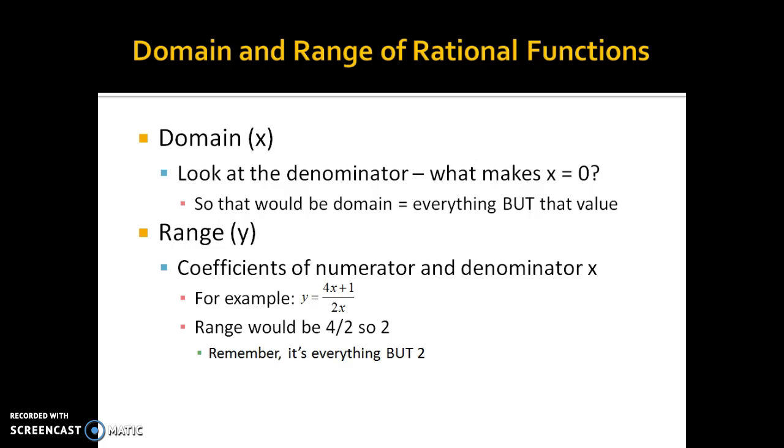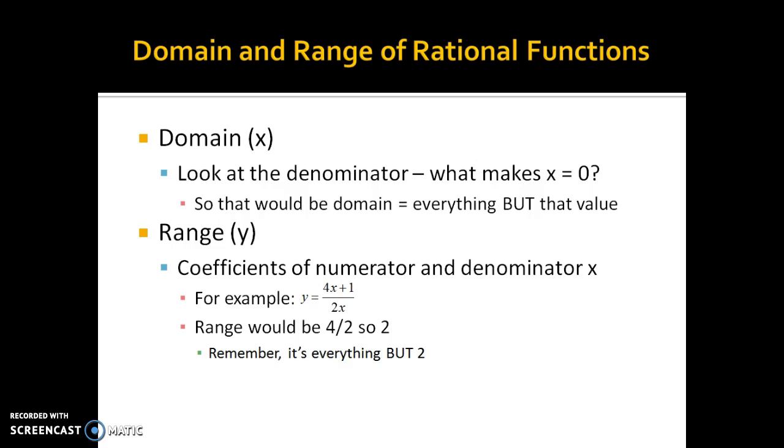And the range is a little bit more confusing. It's all the y values. The range is going to be the coefficients of x in the numerator and the denominator. For example, y equals 4x plus 1 over 2x. You look at the 4x and the 2x, the numbers in front of the x's, and you don't need the plus 1 at the end, so it would just be 4x over 2x. Then you get rid of the x's, so it would just be 4 over 2. So the range would be 4 divided by 2, which is equal to 2. That means the range is everything but 2 in this example.